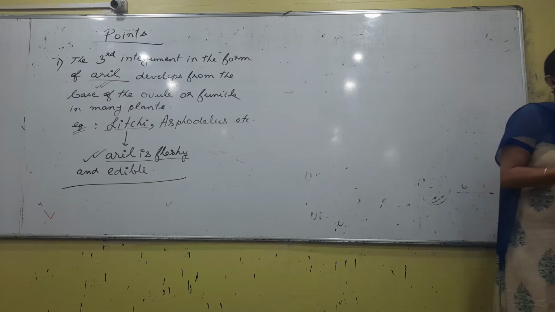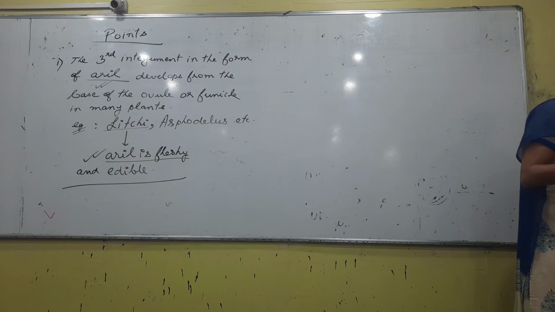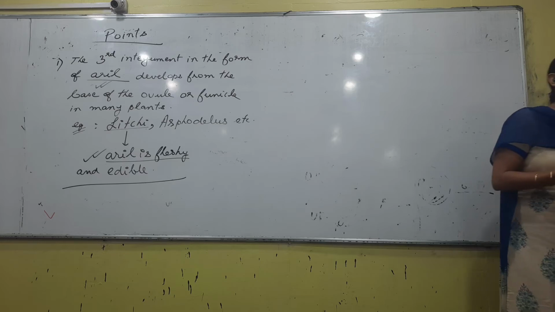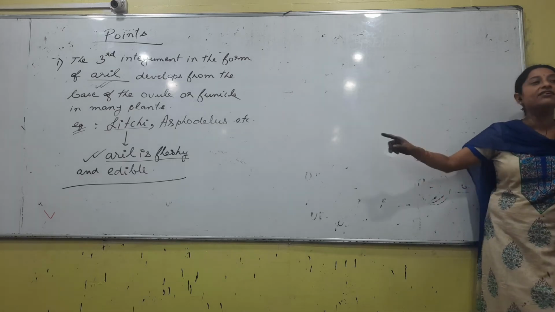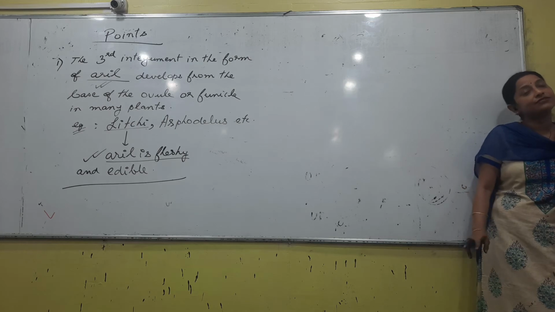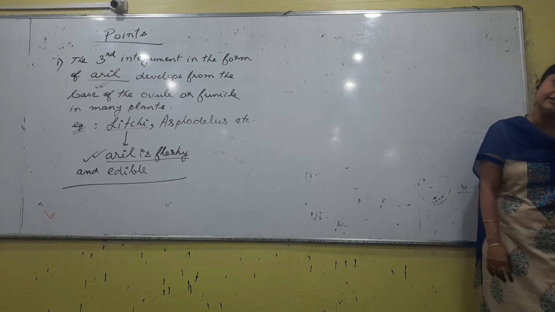The question may come: the edible part of lychee is called as aril. What is aril? The third integument. Sometimes we see the presence of third integument in case of certain plants.